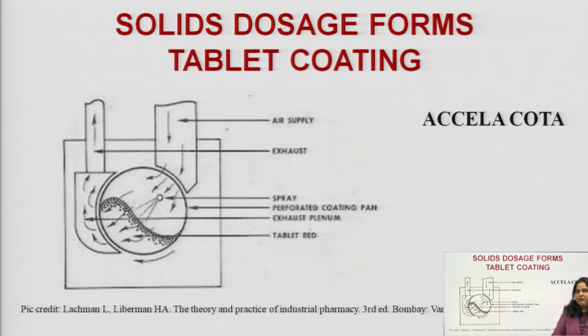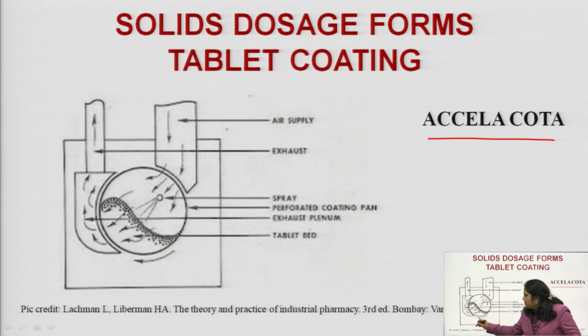Now, the next modification came with the Accela-Cota pan. Ultimately it made use of a perforated pan. Earlier there were no perforated pans. In this Accela-Cota they made use of perforated pans, and the movement of air was only one way. There was no two-way movement. The air was coming from one side and going out from the other side.